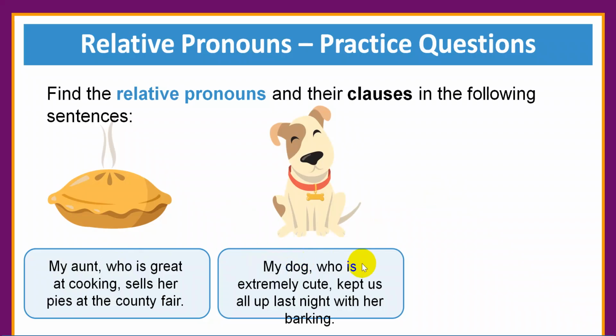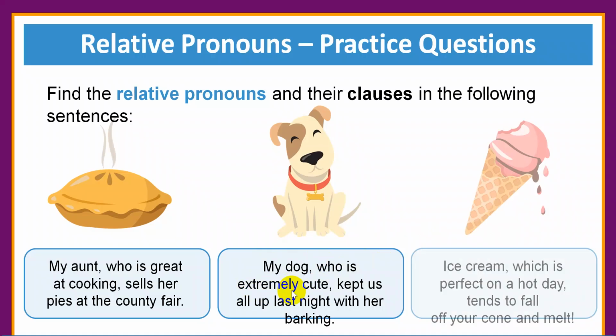My dog, who is extremely cute, kept us all up last night with her barking. Dog is the noun. Who is the pronoun, it refers back to the dog, and who is extremely cute is the relative clause. A final example: ice cream, which is perfect on a hot day, tends to fall off your cone and melt.